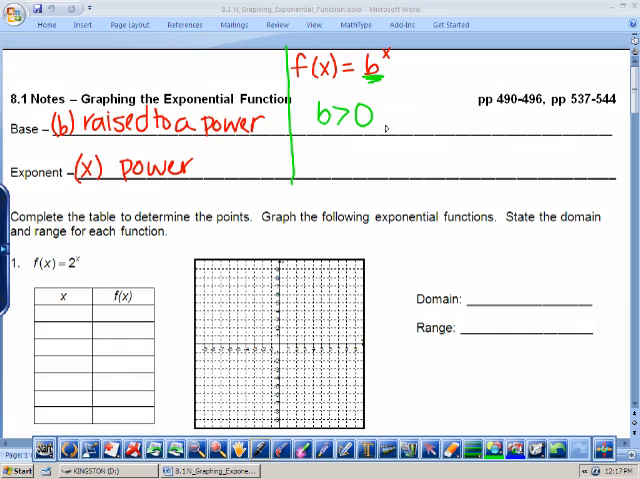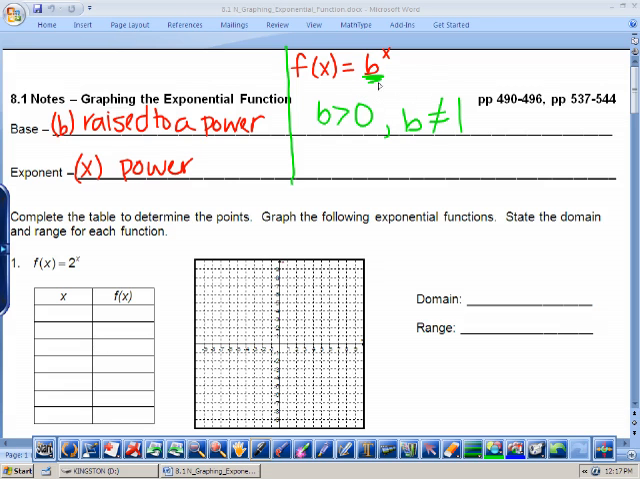Okay? Your B value can also never be 1. Why not? It would just be 1, right? 1 raised to any power is just 1. So that would just be the line f of x equals 1. If you tried to plug B being negative or 1 into a graph, it's a graph, it's just not an exponential function. For this to be an exponential function, B has to fit these requirements.